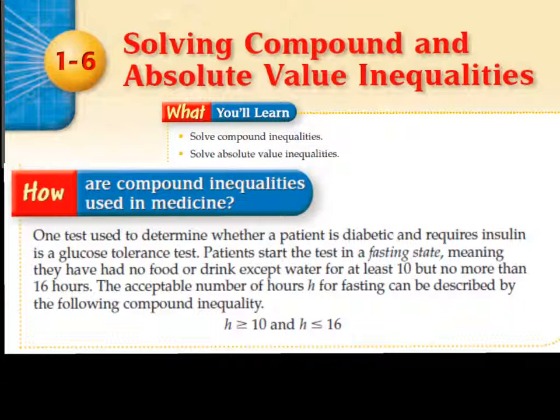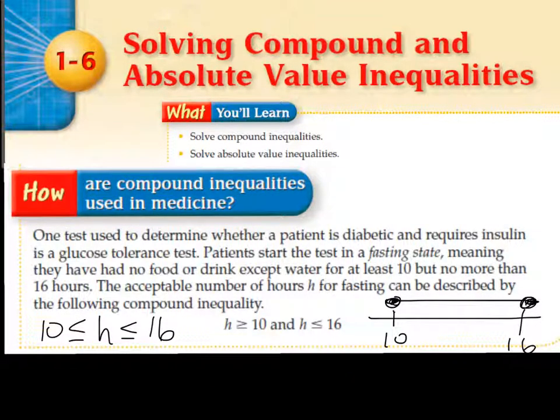The acceptable number of hours H for fasting can be described by the following inequality. H is greater than or equal to 10, and H is less than or equal to 16. Now, if H is both greater than or equal to 10 and less than or equal to 16, that looks like a betweenness statement. It could be read as H is between 10 and 16, but it includes the boundaries. We have a nice, concise way of writing it with inequalities, so that's equivalent to the statement they made with words. It's just a little nicer mathematically. H is greater than or equal to 10, and H is less than or equal to 16.